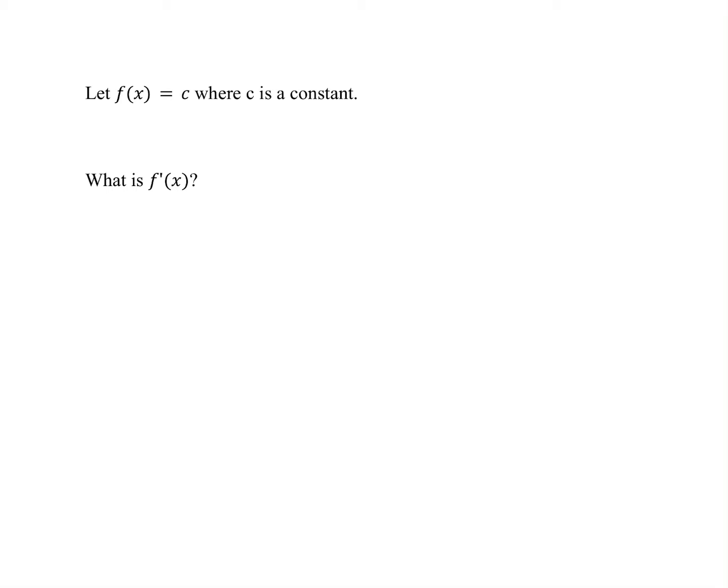So we see, let f of x equal c, where c is a constant. What is f prime of x? So we can't just say the derivative of a constant is 0. We have to show that. Remember, derive means show it. Show it's true.